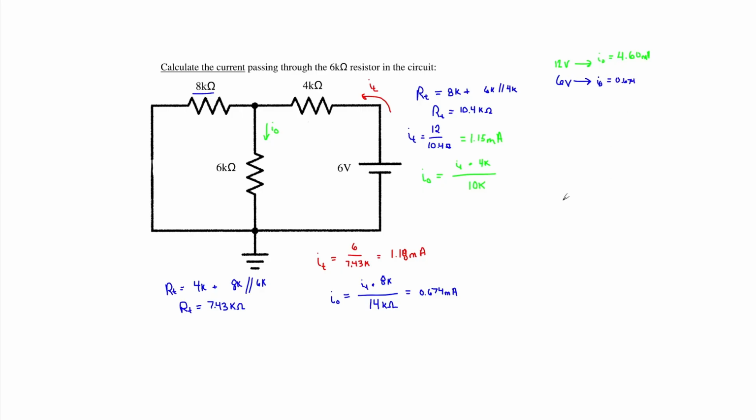Finally, to find the total flowing current, we need to add up both I naughts from the separate configurations to determine the total flowing current. And that is going to be 4.60 milliamps plus 0.674 milliamps. That gives us 5.27 milliamps flowing through the 6 kiloohm resistor in this circuit.